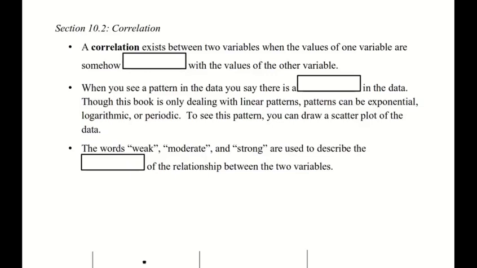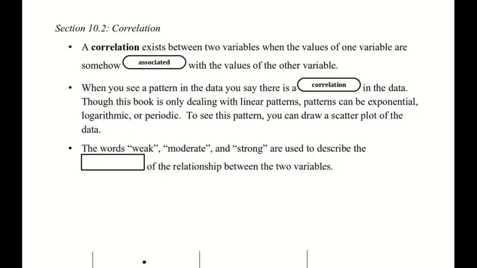Okay, welcome to section 2. We're talking about the strength of the correlation. A correlation exists between two variables when the values of one variable are somehow associated with the values of another. When you see a pattern in the data, you say there is a correlation in the data.